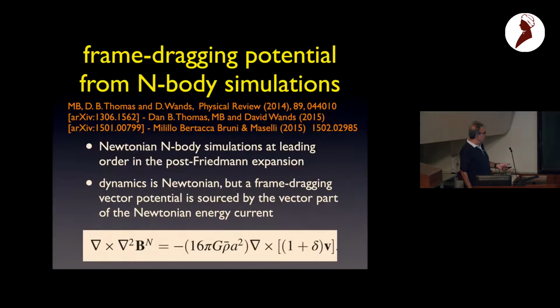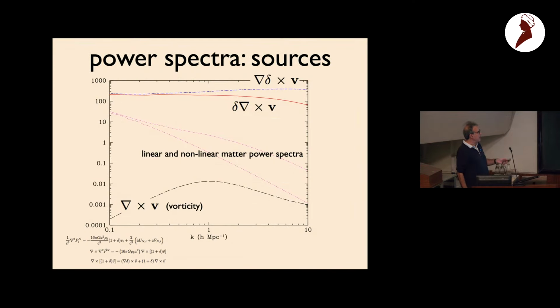So then, if you look at this curl of the right-hand side, you can split this into 3 parts, and you realize that the vorticity itself is totally subdominant. For comparison, here you have the linear and nonlinear matter power spectrum of a standard vanilla lambda CDM cosmology, and the two top are the two main contributions to the source term. Okay, and these are stronger purely because we are in the nonlinear regime, and so delta is nonlinear.